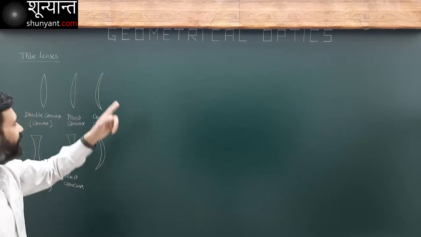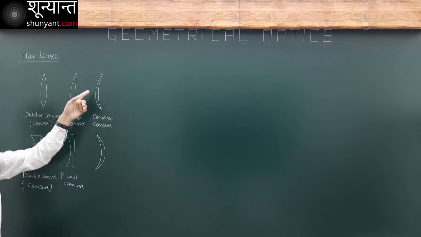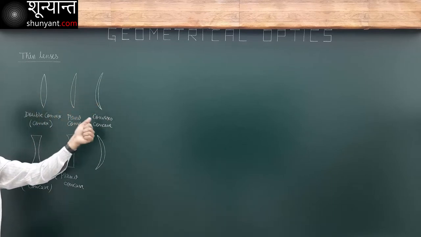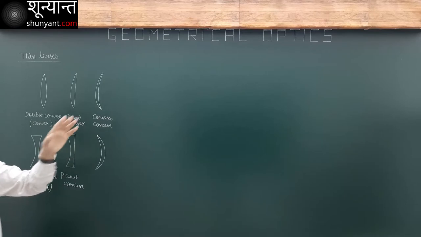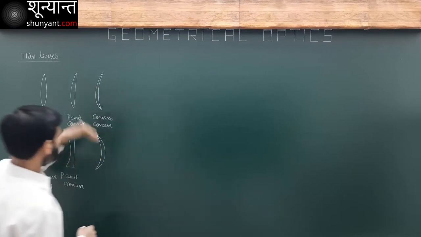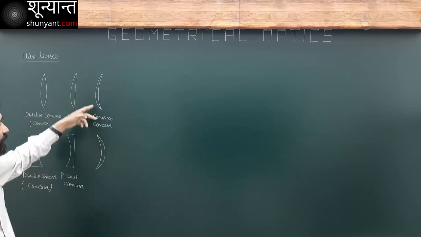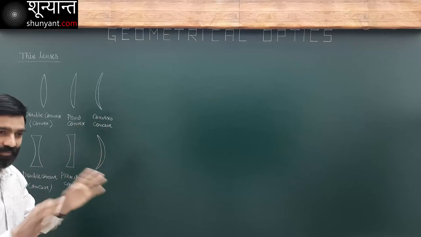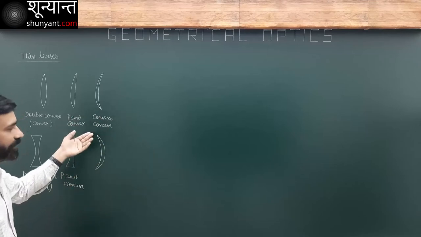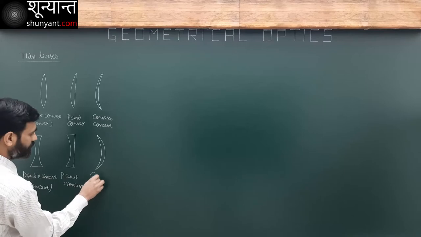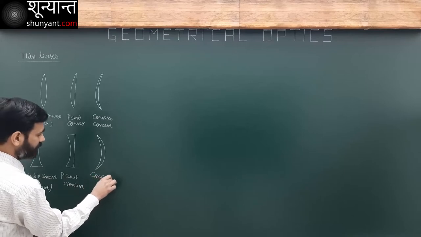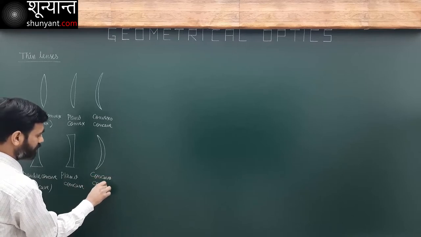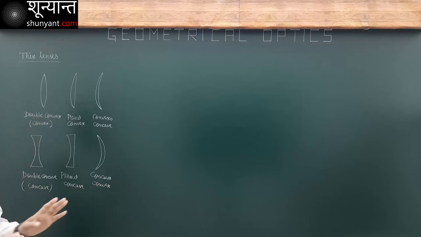But you see, when you look at this lens from this side, it becomes convex or concave. You can also look at the same thing from this side, then it appears like this. So both are the same. There is no difference. You can call this concavo convex also.